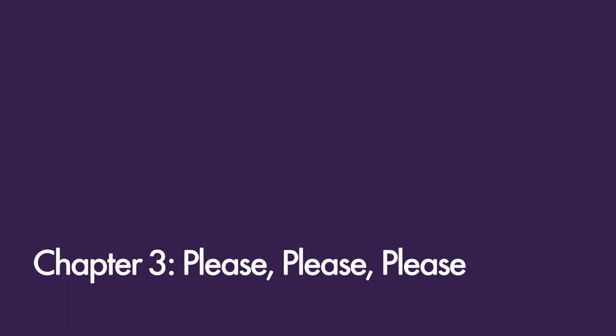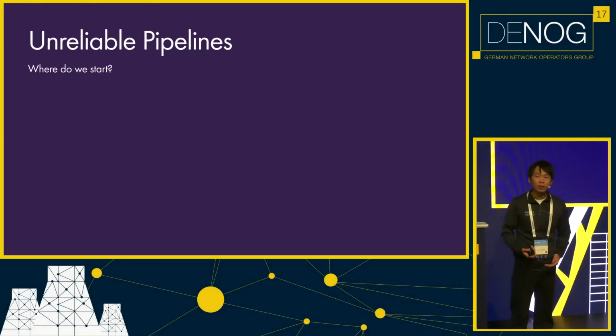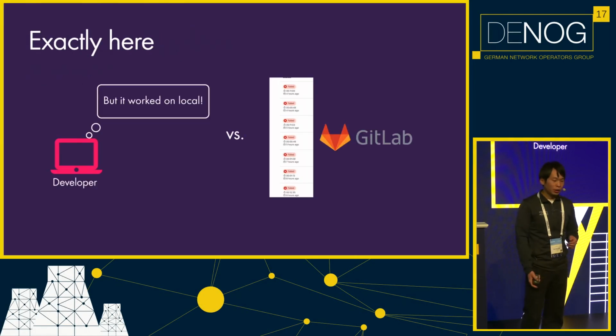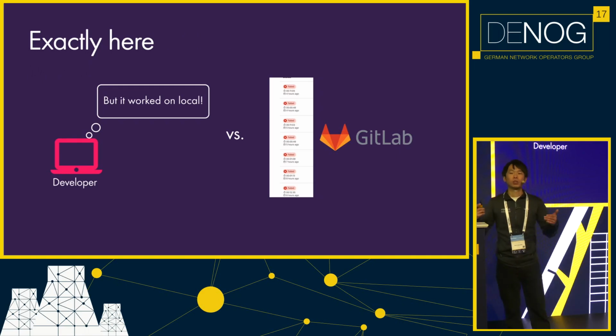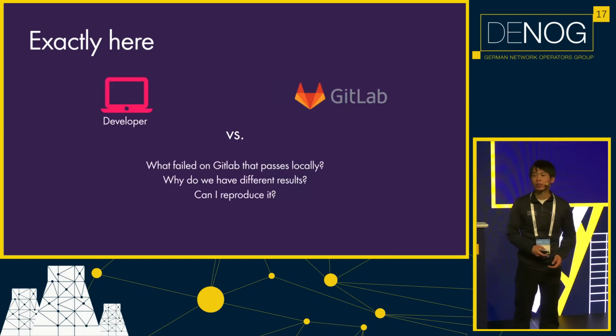In case the chapter's title is not obvious enough, we are talking about unreliable pipelines here. So where do we start? People tell you it's unreliable, what do you do? Very simple, go exactly where it is. Whenever a developer says, this thing worked locally, but GitLab doesn't agree, then you just stop them and ask, okay, what actually failed?